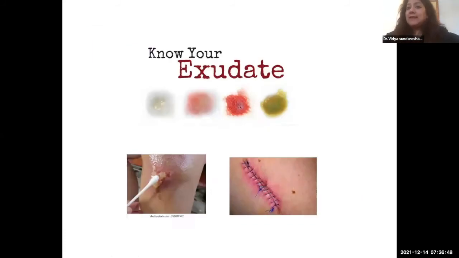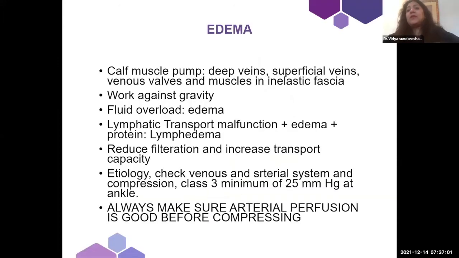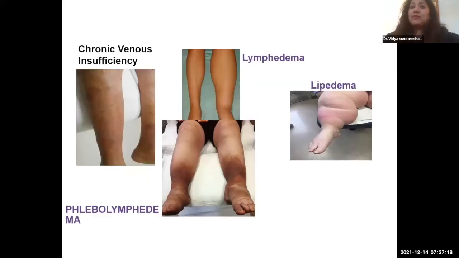The exudates here: serous, serosanguinous, seropurulent, and purulent. You can tell by the color, and also by the way the wounds look with the infection. Edema, again: the calf muscle is a pump there. A lot of people with venous disease have lost that function, so giving them devices to help with the edema is definitely very useful.